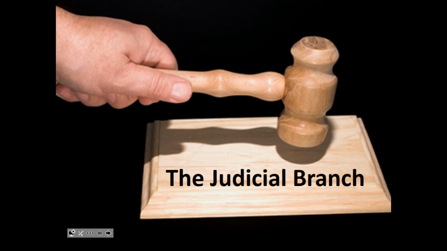Hey guys, today we're going to start talking about the judicial branch of the government. So we know there's three branches of the government: the judicial, legislative, and executive. And so let's talk a little bit about what this thing is, what it looks like, what it's for, how it's broken up, all that sort of good stuff.